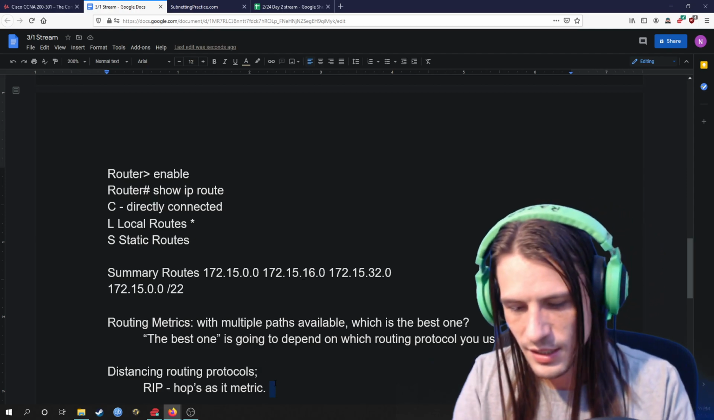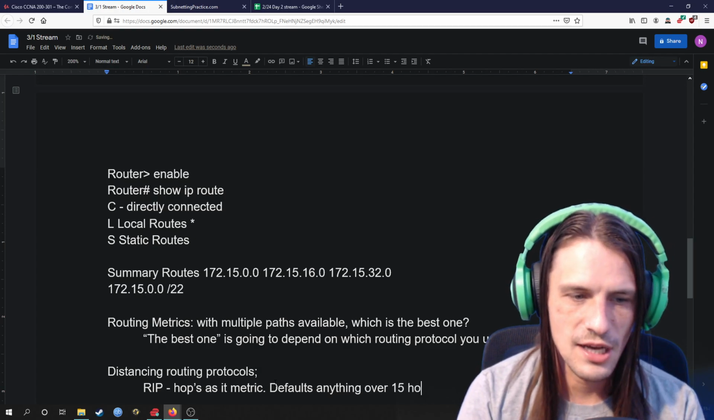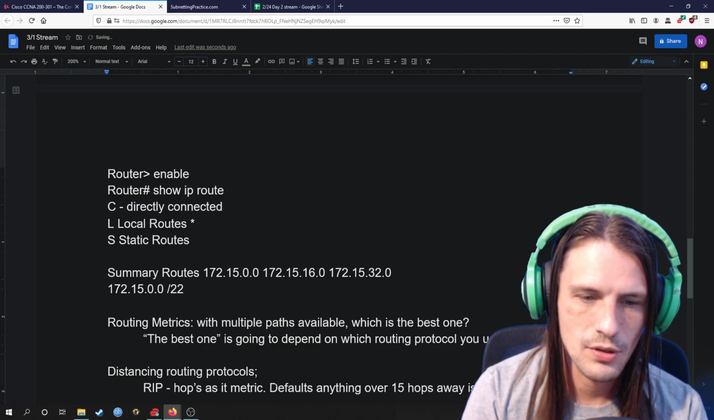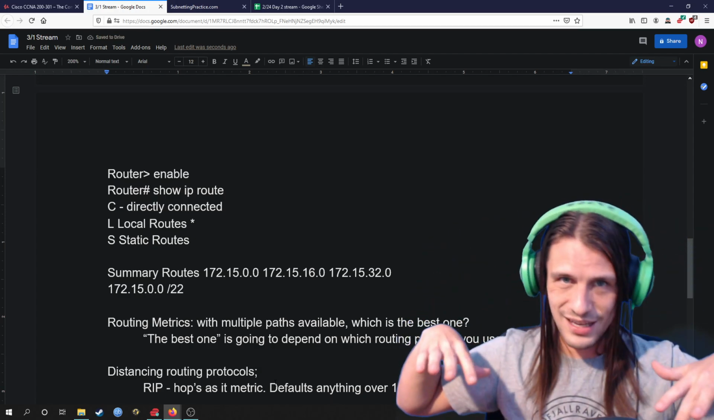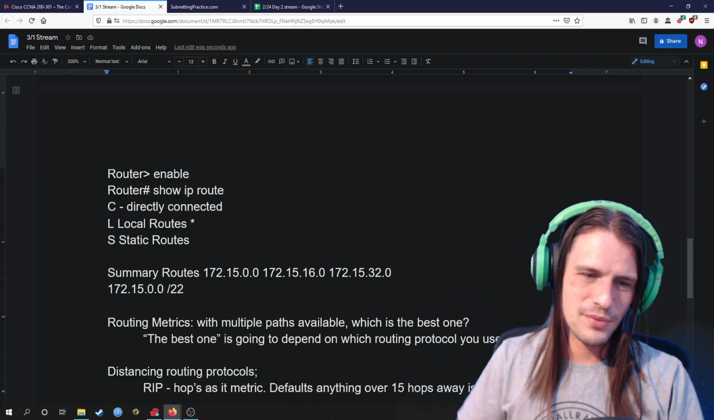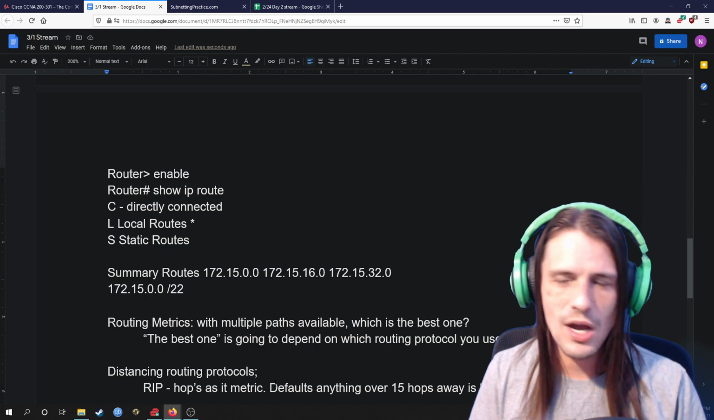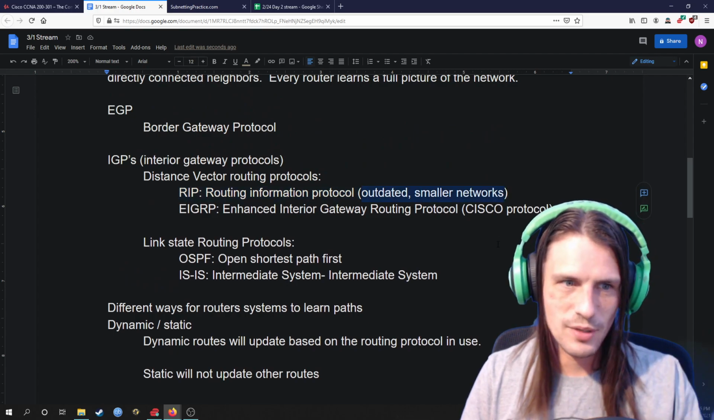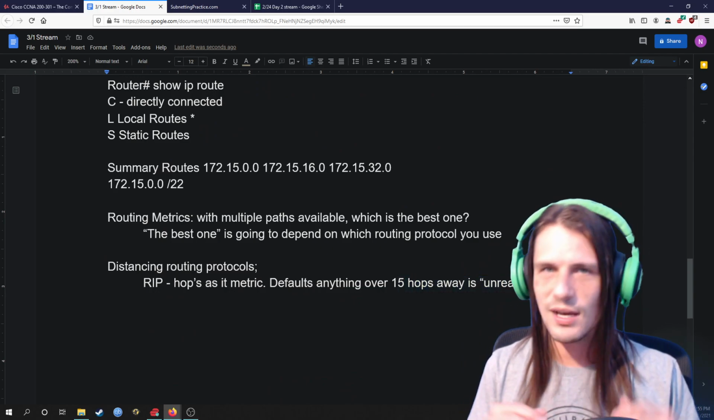So RIP actually, here's another interesting thing, defaults anything over 15 hops away to unreachable, right? And if we're thinking about networks, 15 hops is not a lot. Like, honestly, not a lot. So the fact that RIP thinks that anything over 15 is just gone, that's why I said RIP is outdated in smaller networks. Because when you're defaulting to 15 hops, you have to have a real small network.